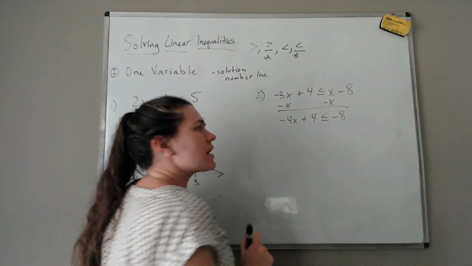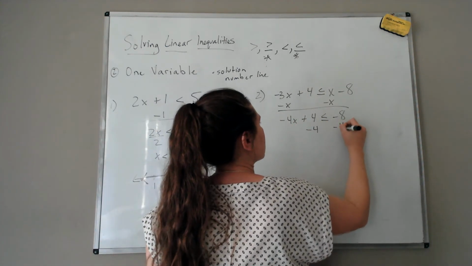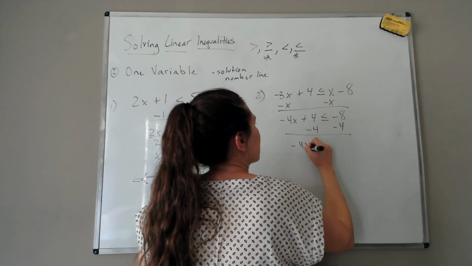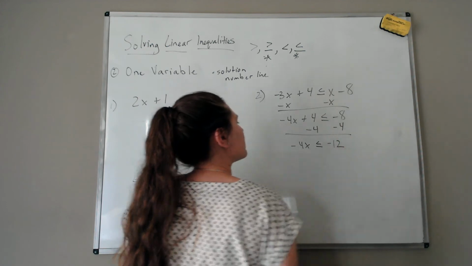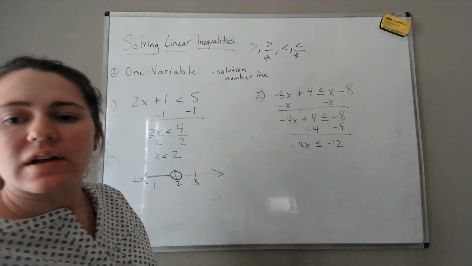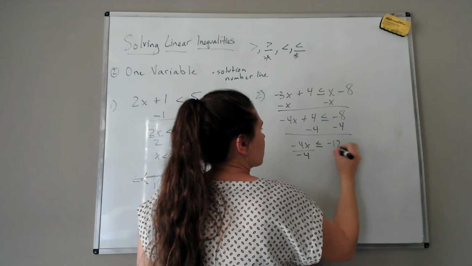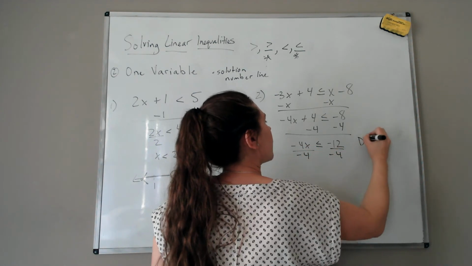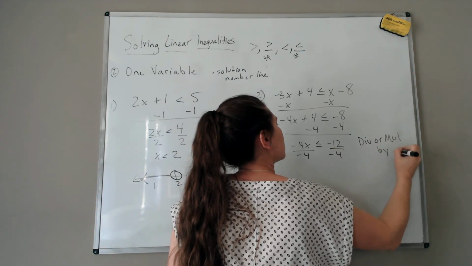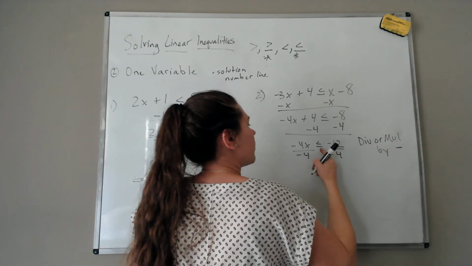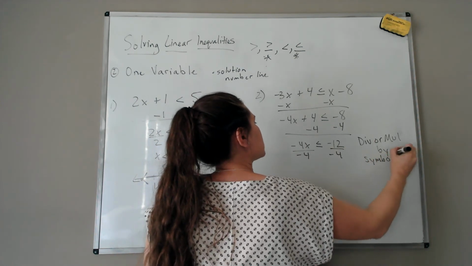So now I want x by itself. So I'm going to take away 4, just like an equation. Negative 4x is less than or equal to negative 8 minus 4, which is negative 12. But here is the part that's different. When we have to divide by a negative, when you divide or multiply by a negative, the symbol flips. The symbol flips.